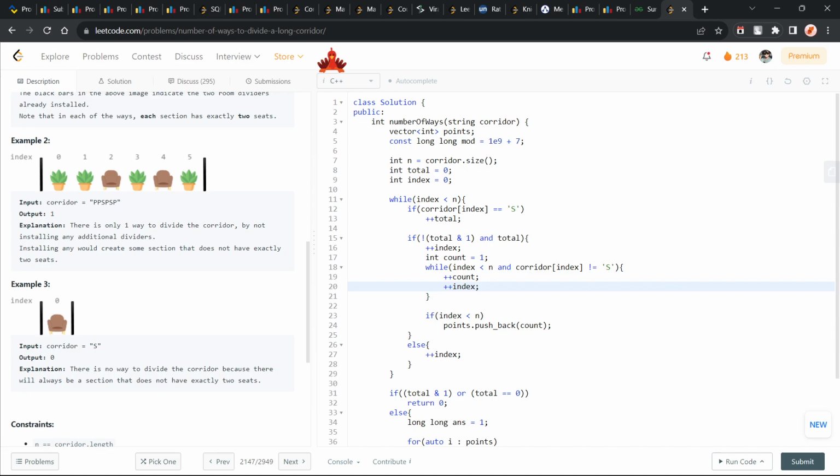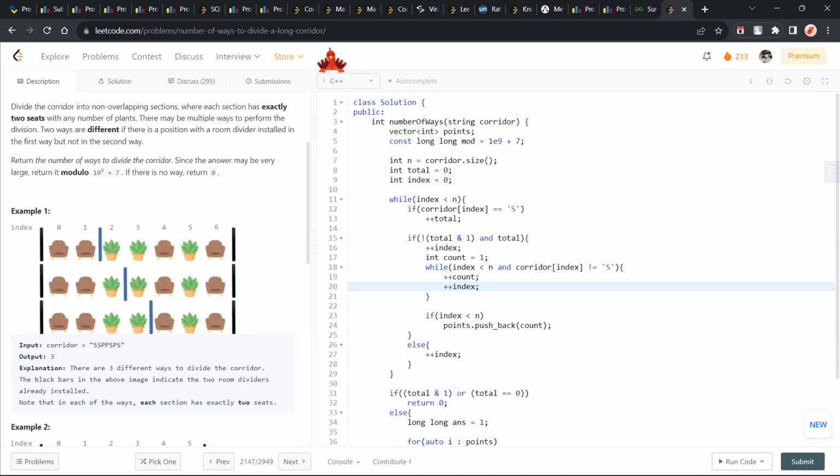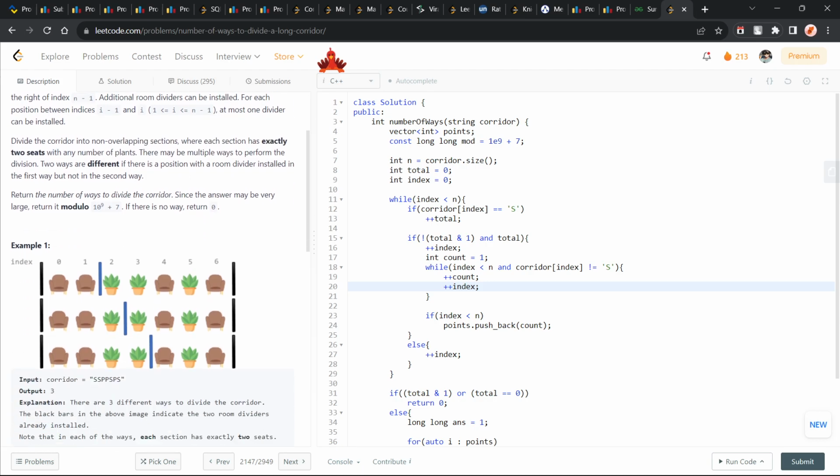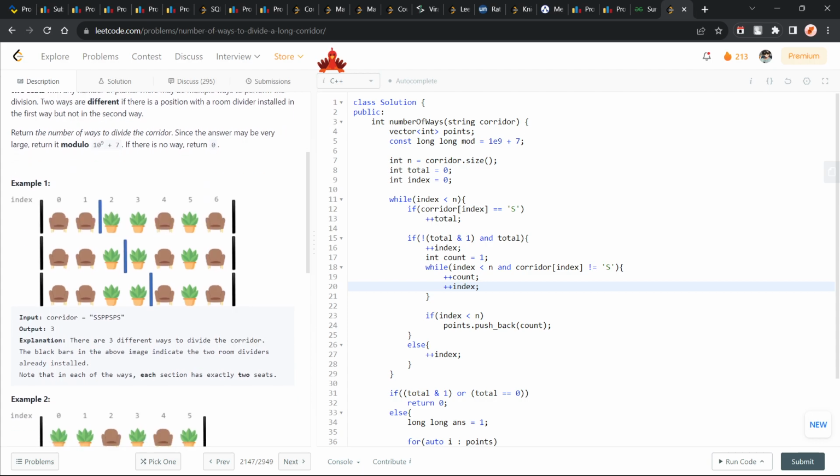In the last test case, they have shown only 1 seat. Since we want exactly 2 seats in one single corridor, the answer will be 0. Again, I'm repeating this part, that we need exactly 2 seats and any number of plants. This is the whole problem. The problem itself is not very difficult. You just have to figure out how to implement it, because I believe implementation would be the more difficult part rather than the understanding of the problem.